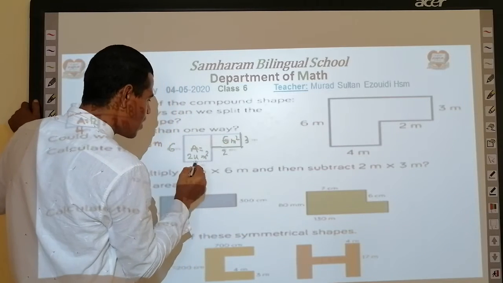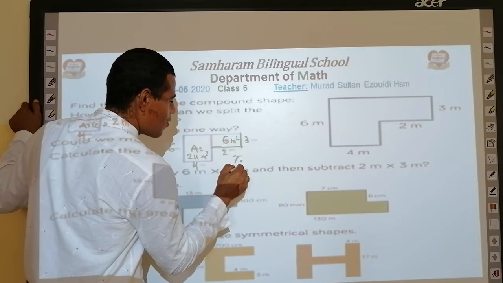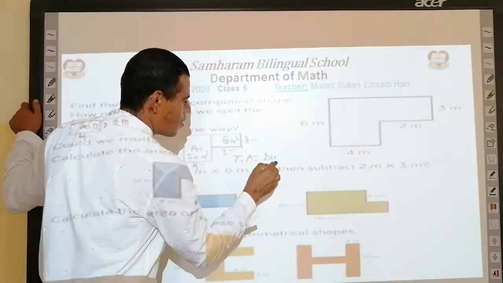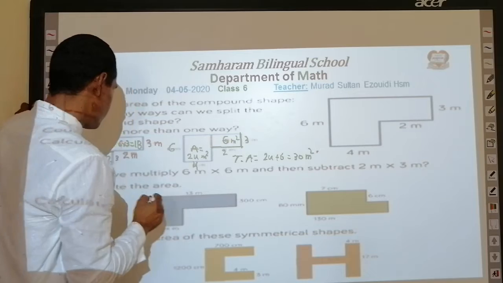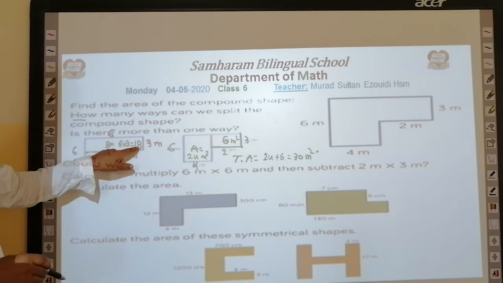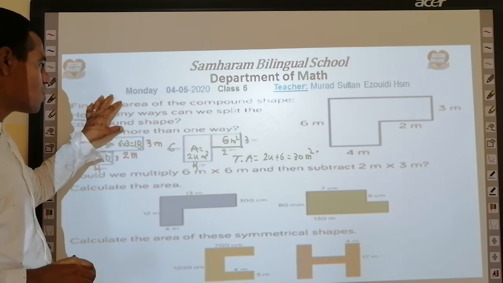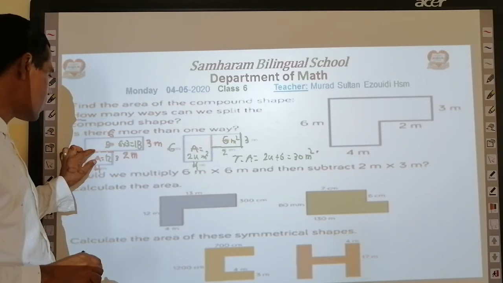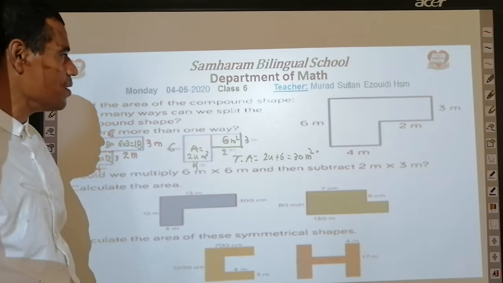So the total area is what? 24 plus 6. Total area, I will just write TA means total area, equals 24 plus 6 gives 30 meter squared. Okay, 12 plus 18 is 30. So we split this compound shape into what? Into rectangles. This is rectangle A, then B. Then we divide the next one. This is A and this is B.